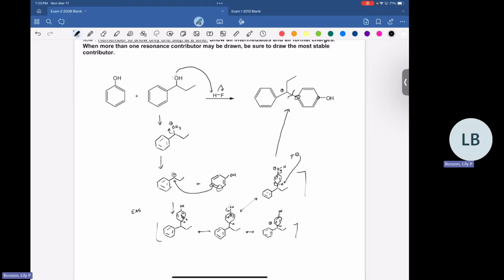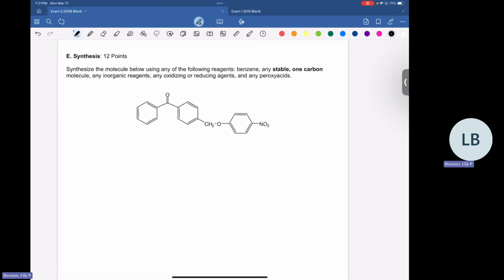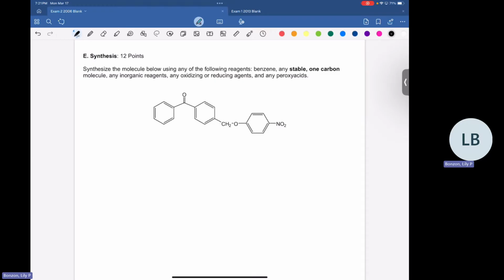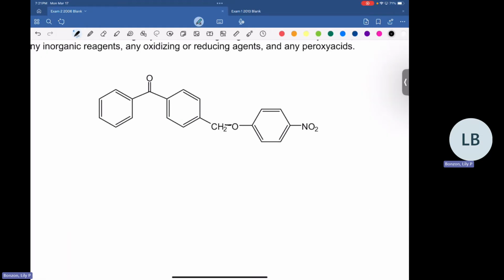Moving on to our synthesis. Synthesis is a little bit more tricky for this exam, so I highly suggest doing a lot of practice with it. You have to take a lot of things into consideration. You have to think about your activating groups, your deactivating groups, and everything like that. One thing that's common on the synthesis is an ether forming reaction. So I'm going to use this as my first step.